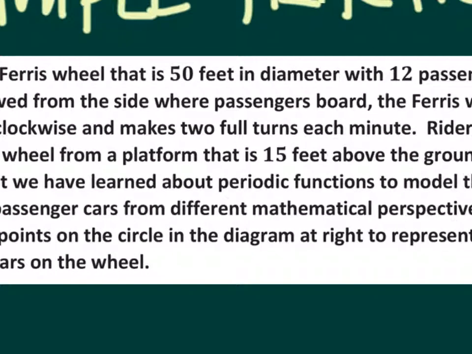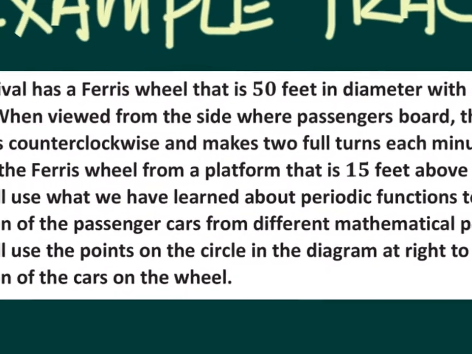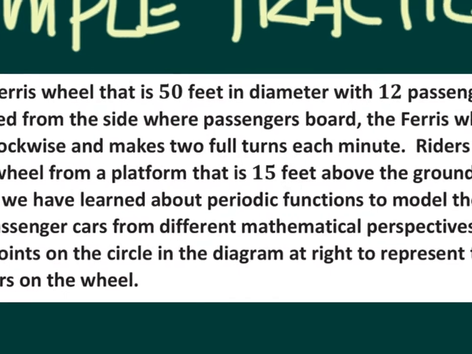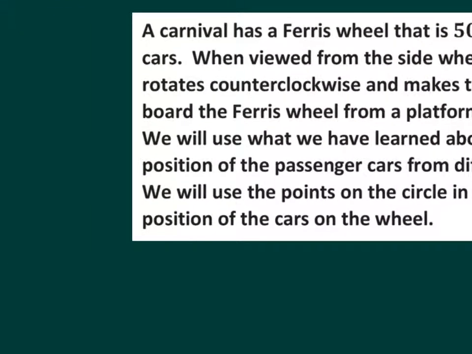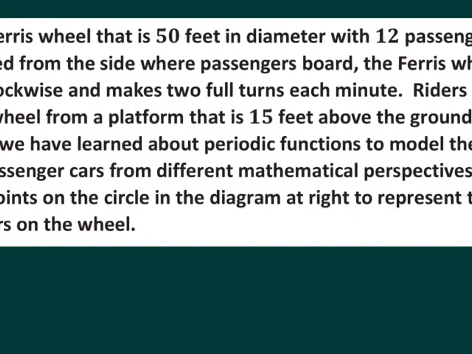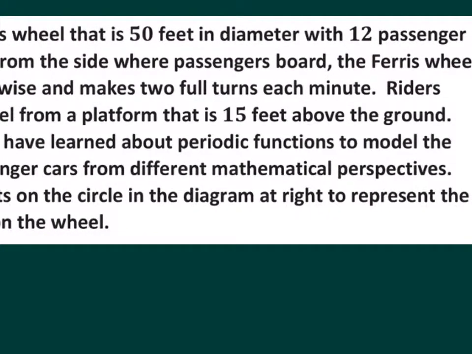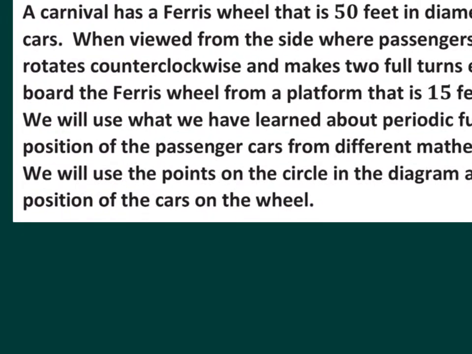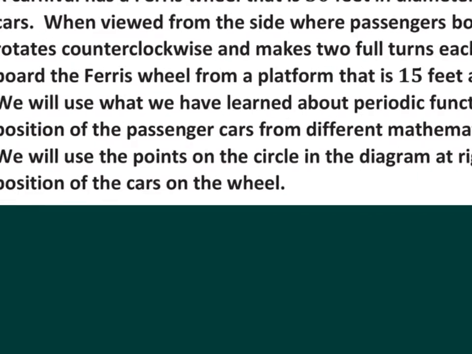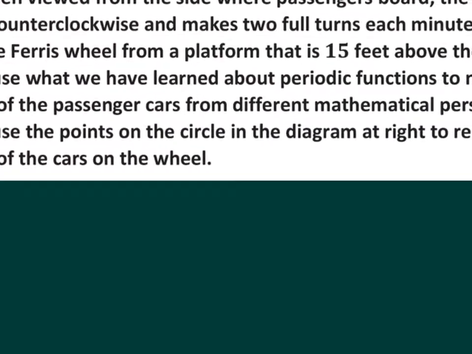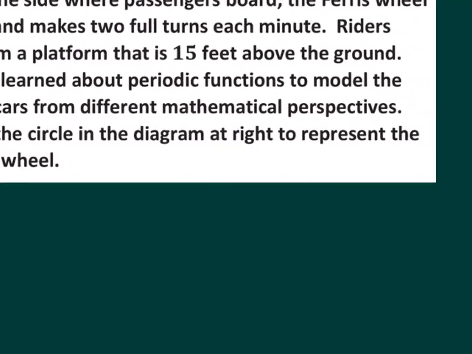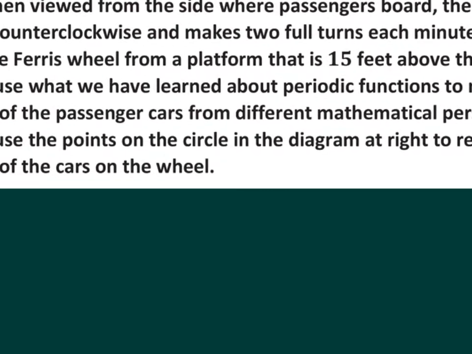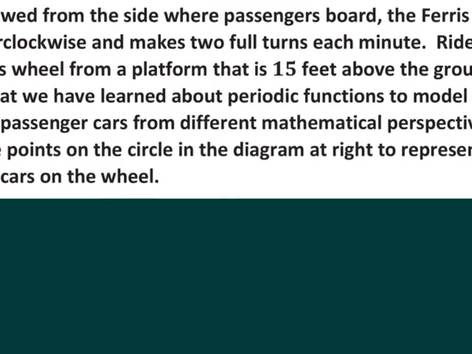So far you have the following important information. It has a diameter of 50 feet, it has 12 passenger cars, and it makes 2 turns in 1 minute. Riders board the Ferris wheel from a platform that is 15 feet above the ground. We will use what we have learned about periodic functions to model the position of the passenger cars from different mathematical perspectives. We will use the points on the circle in the diagram at the right, which of course you can't see yet, to represent the position of the cars on the wheel.